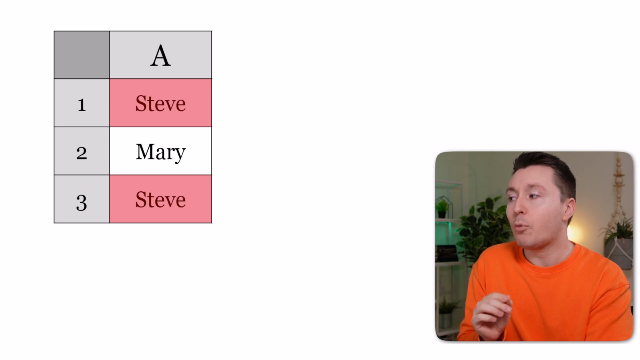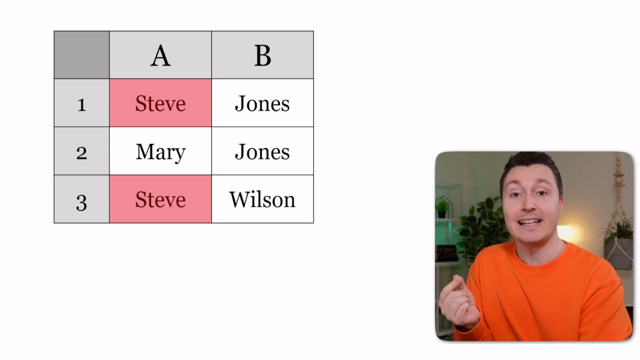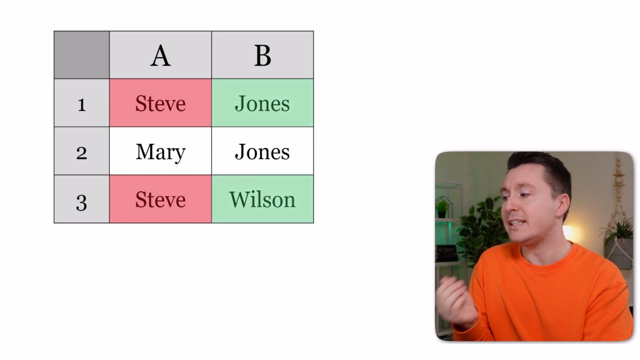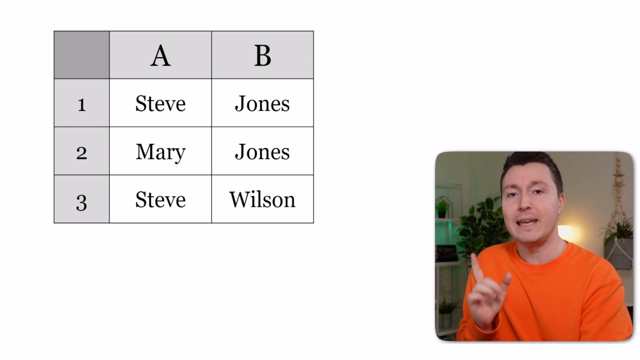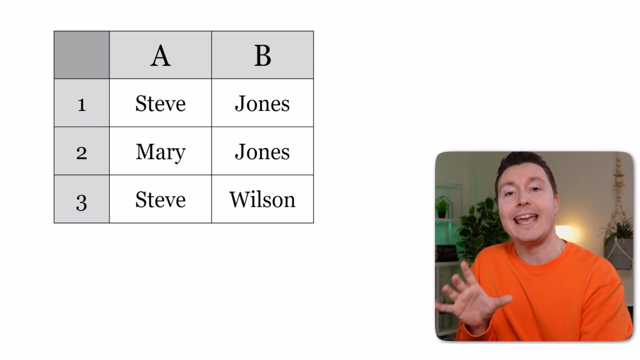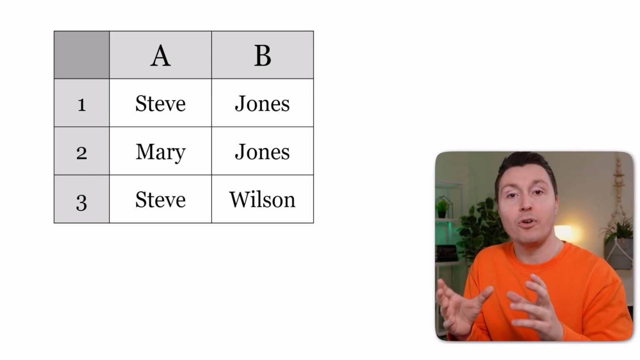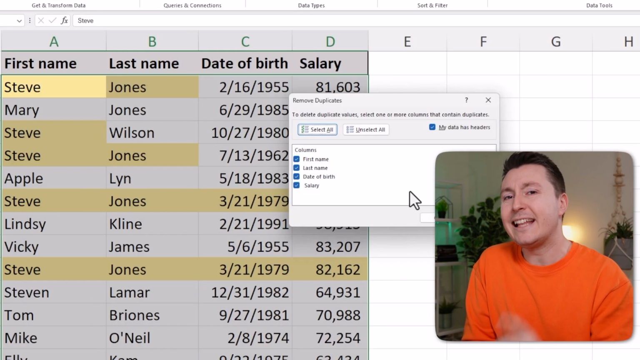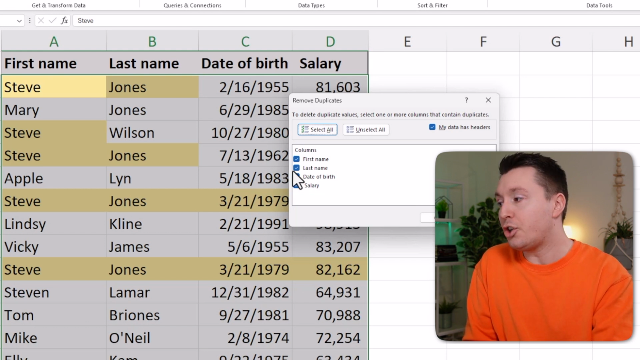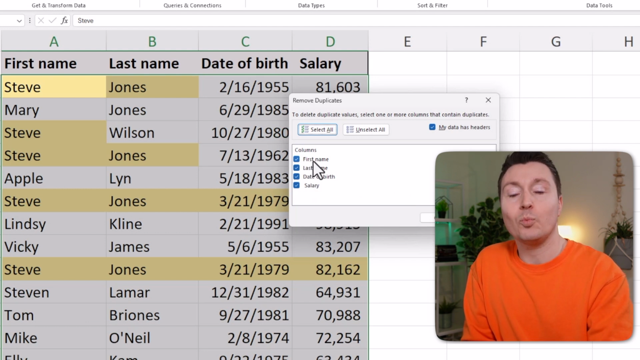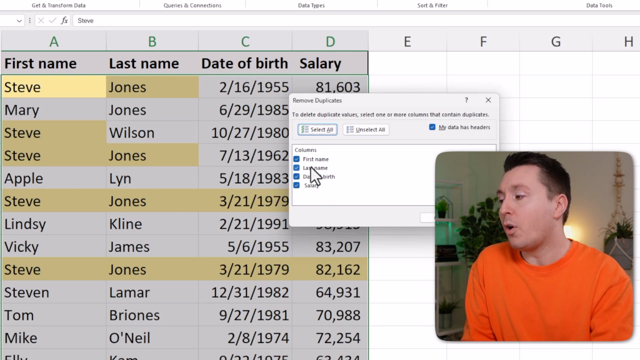Now, if we reveal more columns from this data set, we can actually see that they have different last names. So we have Steve Jones and Steve Wilson. So they're obviously not duplicates, right? That means that whether or not a row is considered a duplicate depends on the number of columns we look at. And that's exactly what this dialog box is all about. This determines the number of columns we look at to decide whether or not a row is a duplicate. Let me walk you through that.